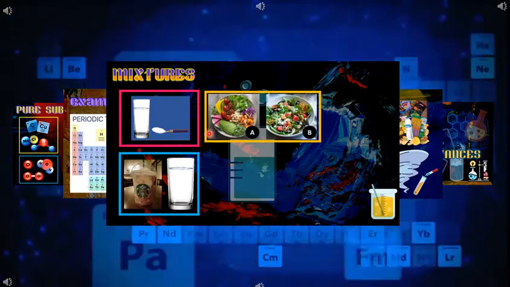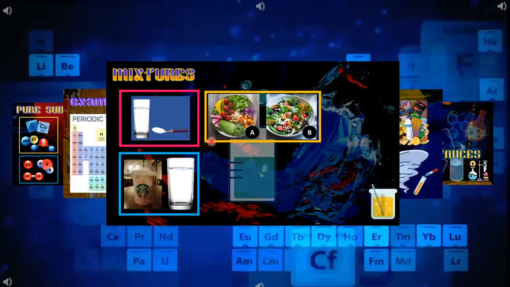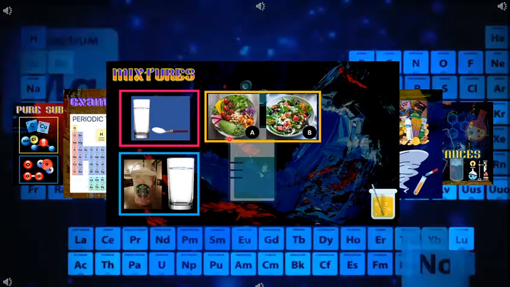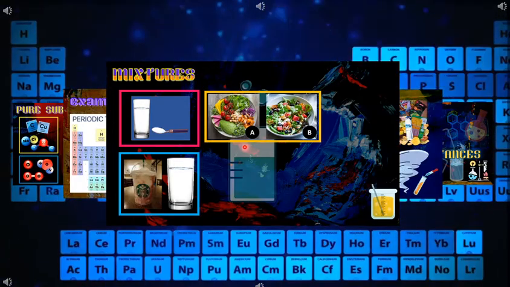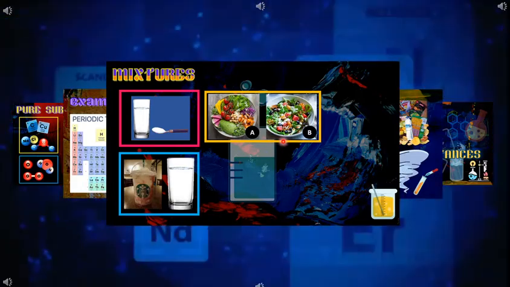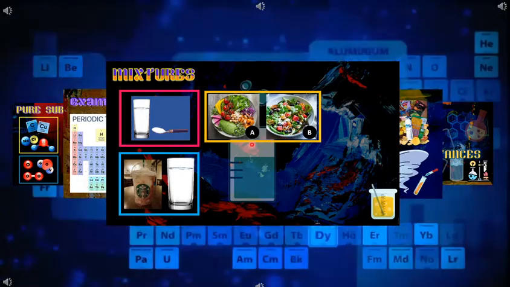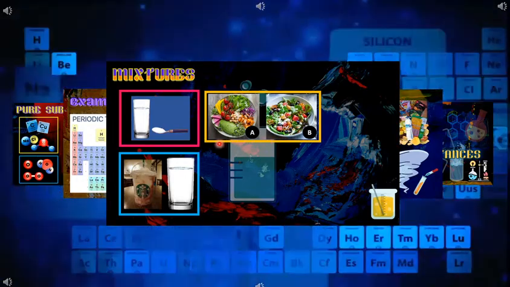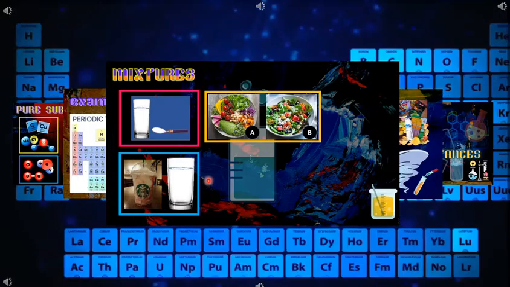Mixtures have variable compositions. In our examples here, we have 2 kinds of salad. Salad A doesn't have cheese toppings, while salad B has cheese toppings. Whether there is cheese or there is no cheese, still it is considered salad, a mixture.